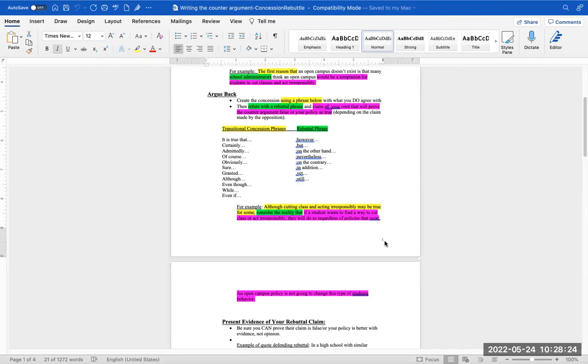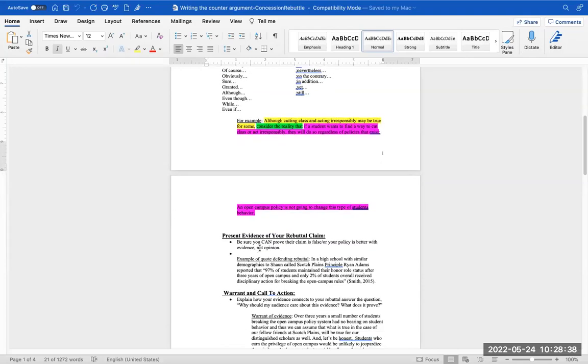So this type of evidence is more of the minimization, right? Like we were talking about with that last one, although that may be what you think is going to happen, more than likely that's not going to happen. Do we have evidence of that? Can we prove that their claim is false or our policy is better, or that in fact, if a student wants a way to cut class or act irresponsibly, they will do so?